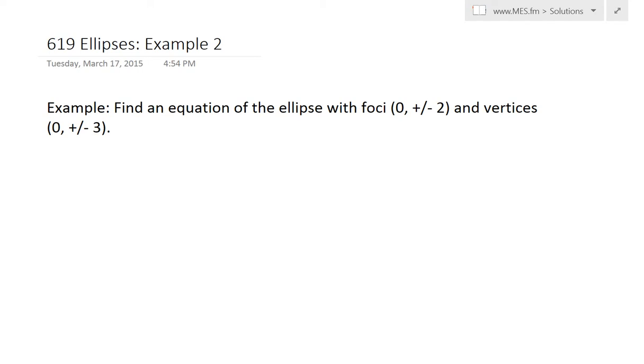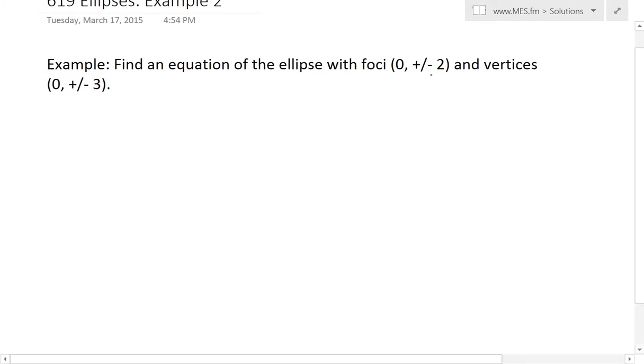Time to discuss further into ellipses and now go over example 2 of the example series and solve this example, which states: find an equation of the ellipse with foci at (0, ±2) and vertices at the points (0, ±3).